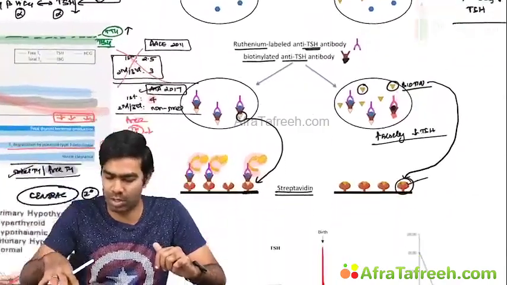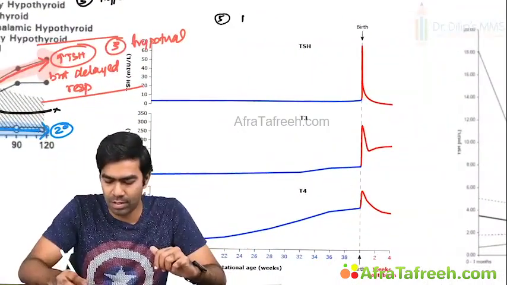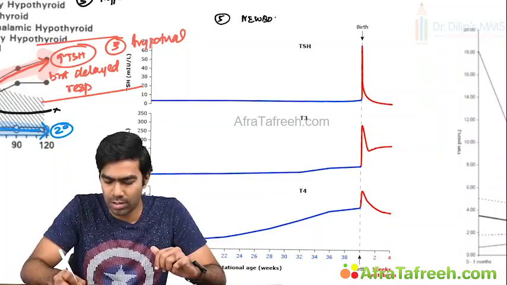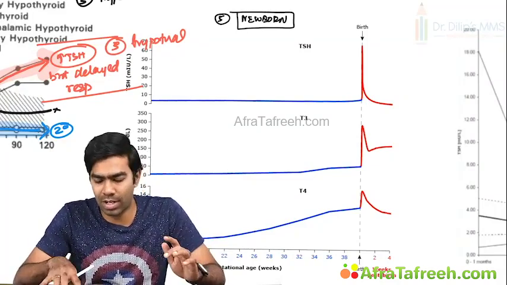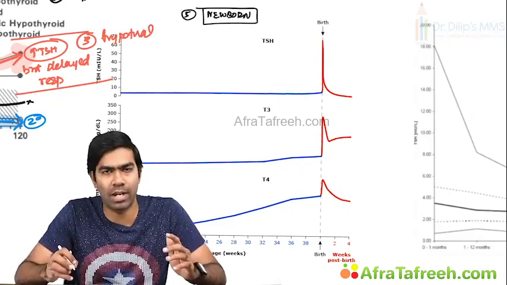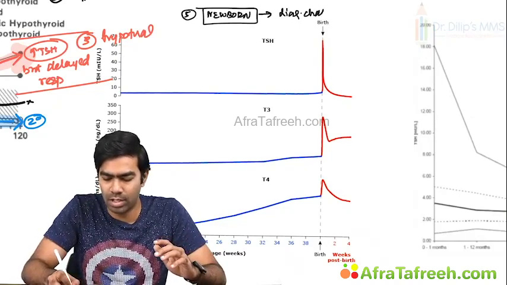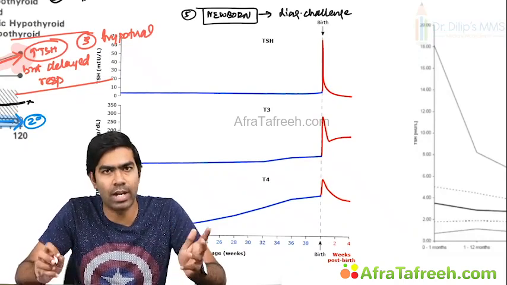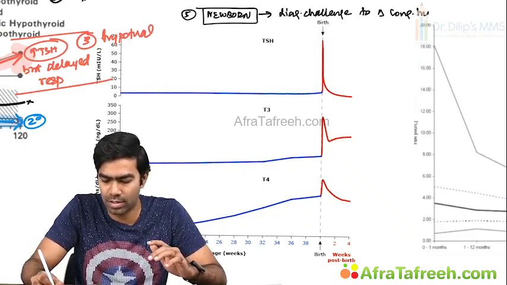This is pitfall number 4. Pitfall number 5, newborn. So it's not a pitfall really, but you have to understand the physiology better. In newborns, physiologically TSH will be high, which means it poses a diagnostic challenge. In a newborn, it poses a very good diagnostic challenge to diagnose congenital hypothyroidism cases.